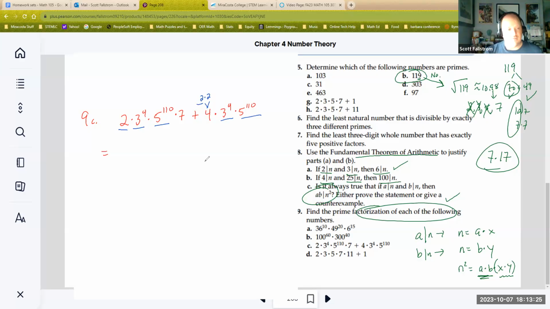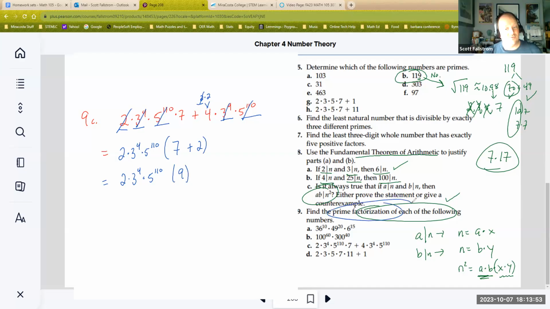So let's pull everything out that we can. 2 times 3 to the 4th times 5 to the 110, and let's see what remains. Okay, so gone, gone, gone. What's left here is a 7. Okay, now the 2 came out, the 3 to the 4th, the 5 to the 110. What's left here is a 2. So I have 7 plus 2. Okay, so now I have 2 times 3 to the 4th times 5 to the 110 times the number 9.